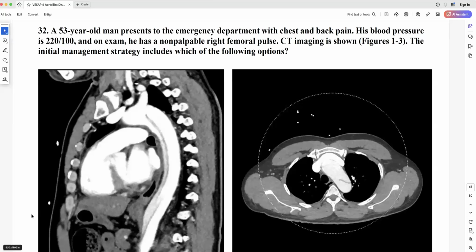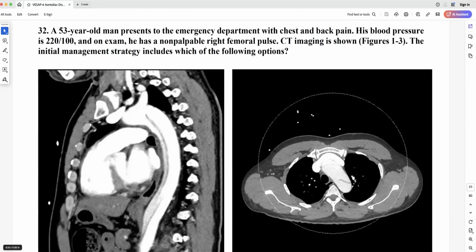A 53-year-old man presents to the emergency department with chest and back pain. His blood pressure is 220/100, and on exam he has a non-palpable right femoral pulse. CT imaging is shown. The initial management strategy includes which of the following options?